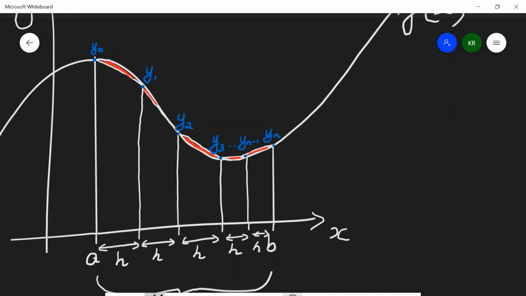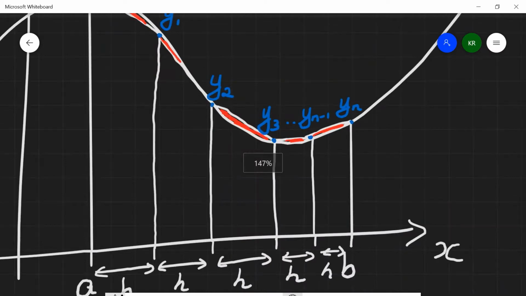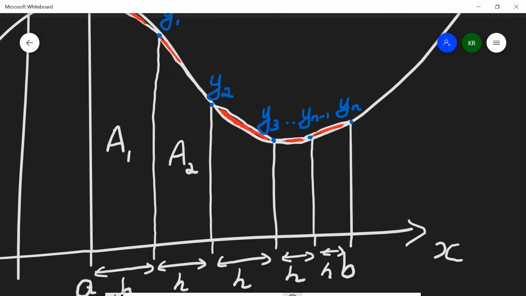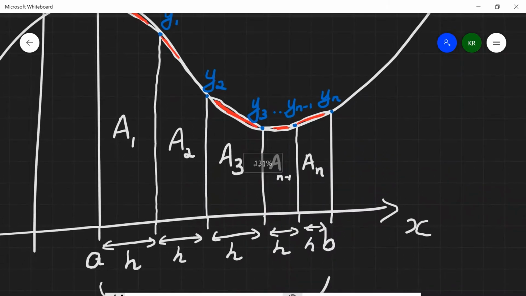So we can see that the height of this, that is to say this length here, is just y0. And this length here is just y1, and this length here is just yn. So that gives us the height of these trapezia. So let's call the area of the first trapezium A1, and this one can be A2, this one can be A3, then we're going to miss a few, this can be A of n minus 1, and this can be A of n.